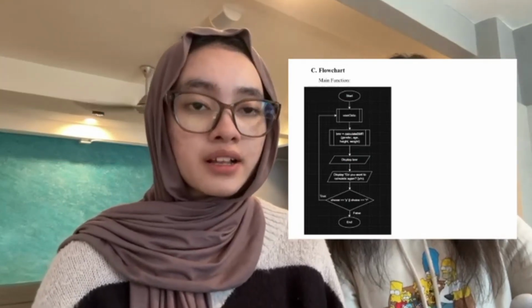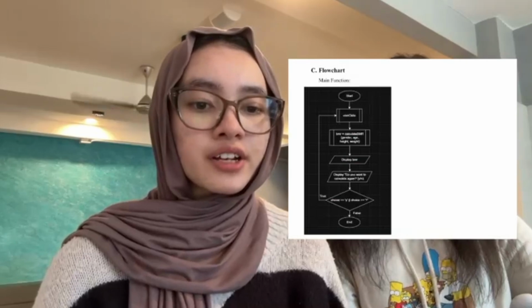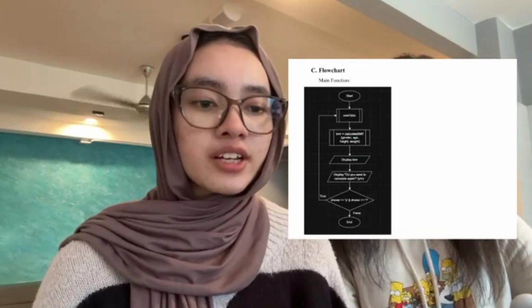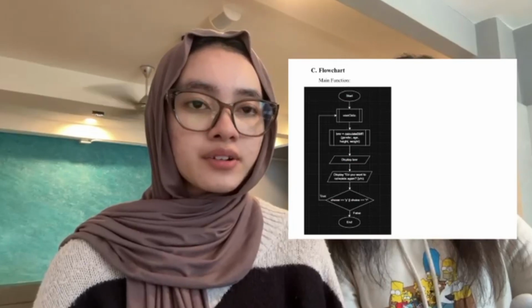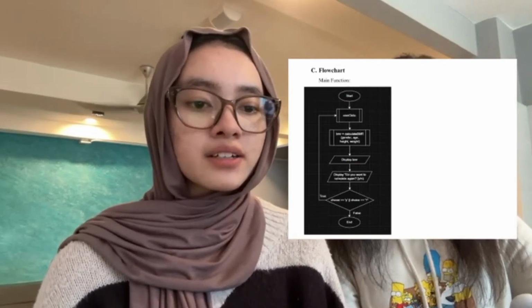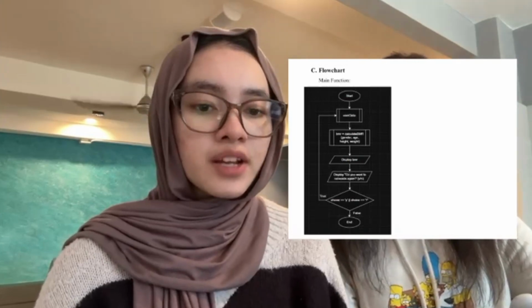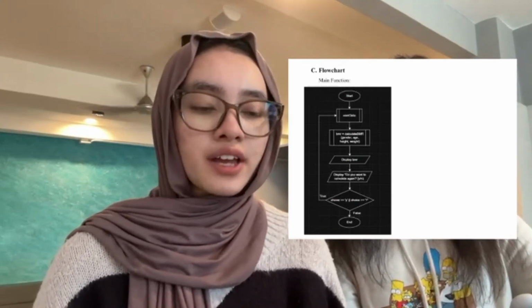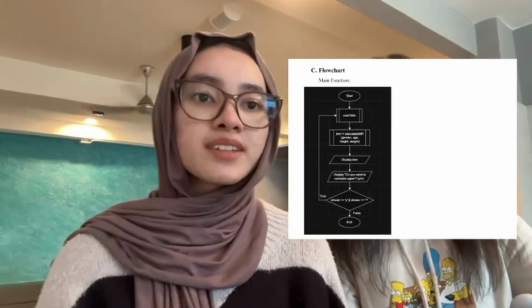After that, another parallelogram asks, do you want to calculate again, yes or no? This leads to a diamond checking if the choice equals Y in lowercase or Y in uppercase. If it's true, it loops back up to the user data rectangle, repeating the whole process, and if it's false, it falls down to the end oval, terminating the program.